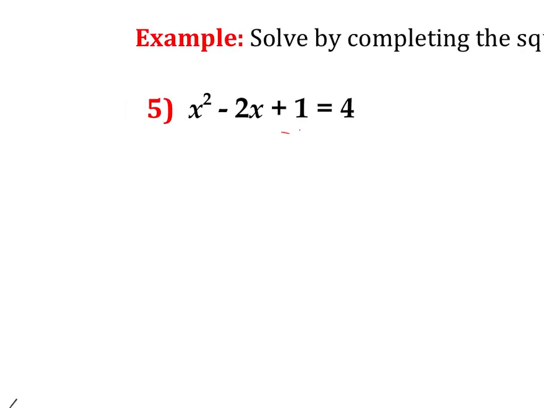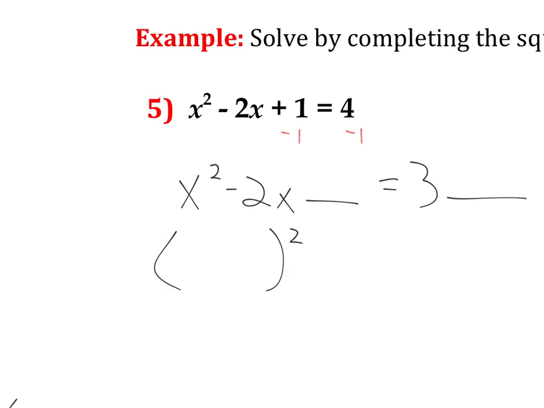All right, number 5, I'm going to move the 1 to the other side. So we have x squared minus 2x, blank space, equals 3, 4 minus 1 is 3, blank space. And now we're doing our completing the square process. Half of negative 2 is going to be negative 1. And then squaring that is a positive 1. So plus 1, plus 1. In the parentheses here, we'll have x minus 1, because remember, half of negative 2 is negative 1. Equals 3 plus 1, which is 4.